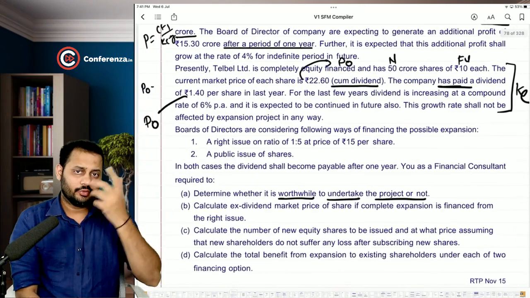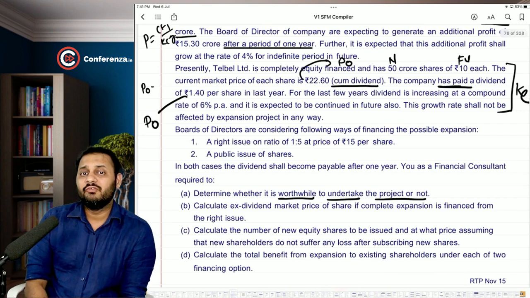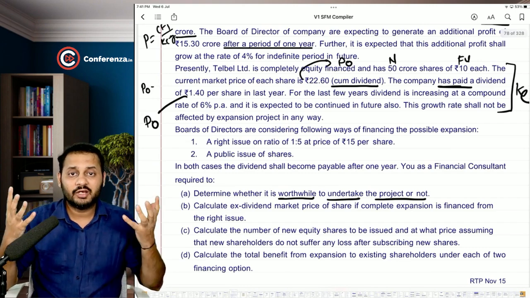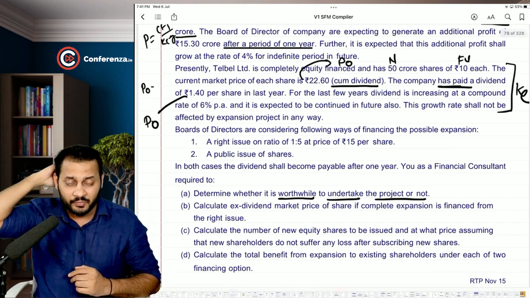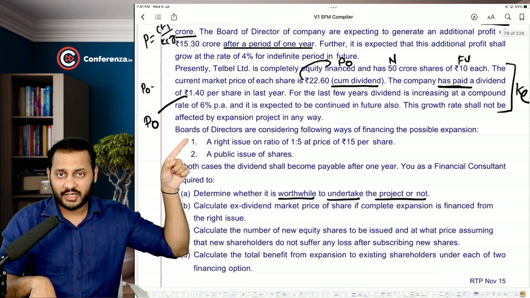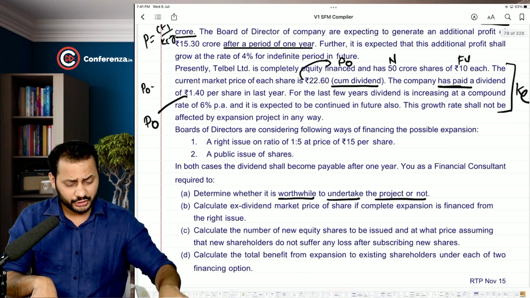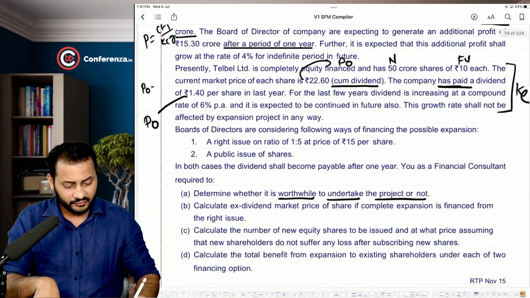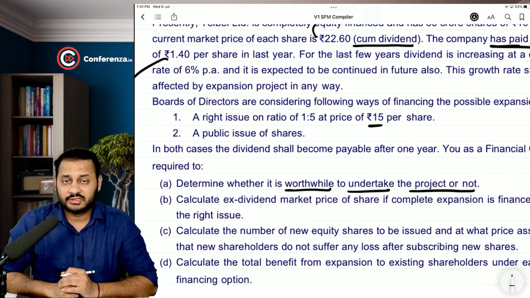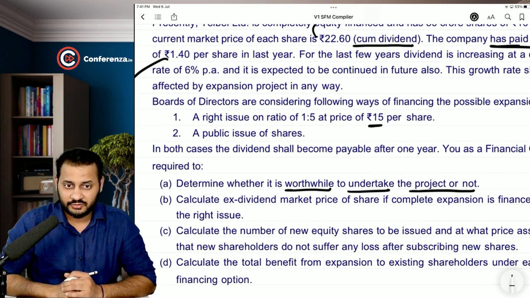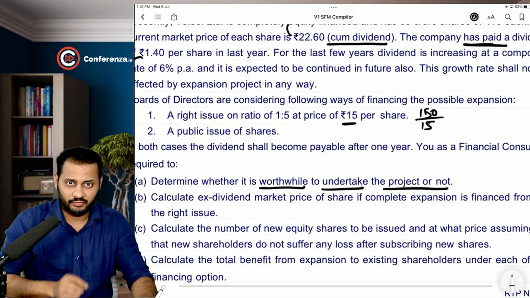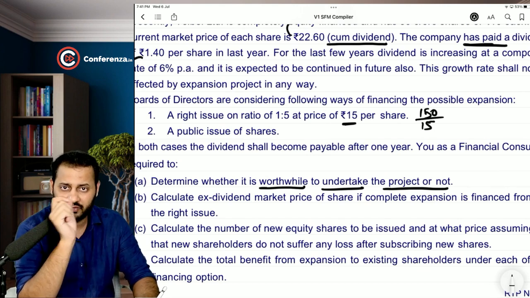Now coming over to the question. We wanted 150 crore to invest in this project. The main thing is from where we are going to raise this fund. Question says we have two options. We can issue right shares in the ratio of 1:5 at a price of 15 per share. Understand this, at a price of 15 rupees per share. Subscription price. So 150 crore divided by 15. From every share you are going to get 15 rupees.